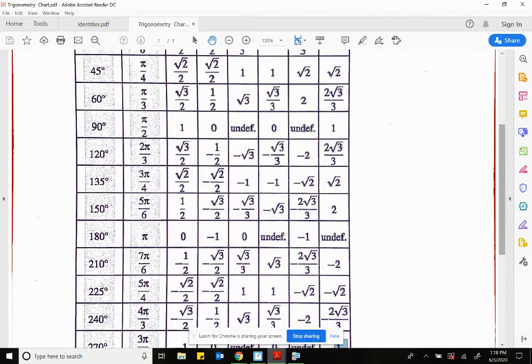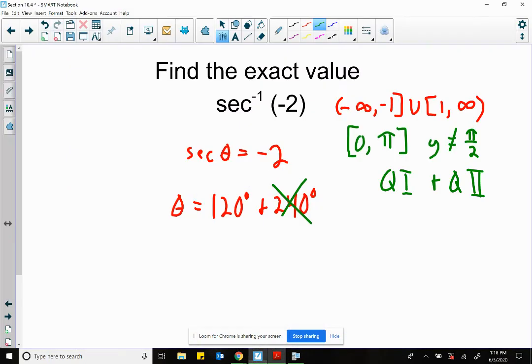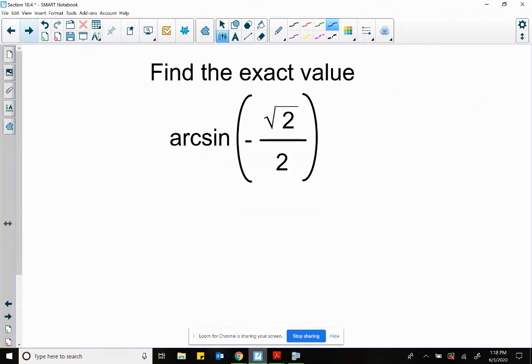Scroll back up to the top. 2 pi over 3. And you do not need to adjust that, because that is within the interval. Okay? Easy peasy. Do it again.